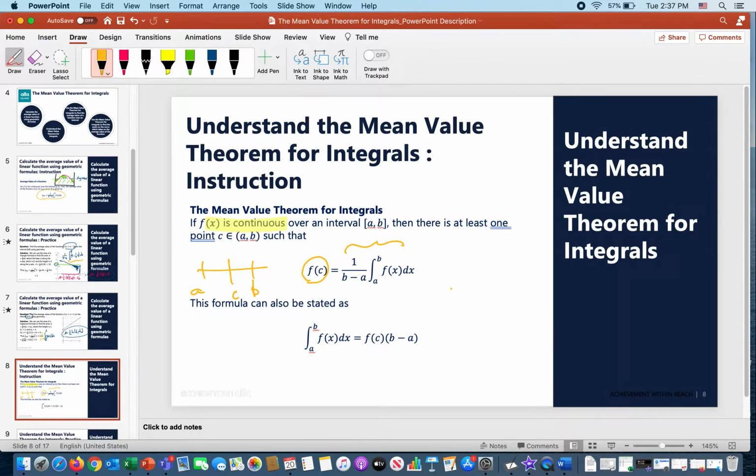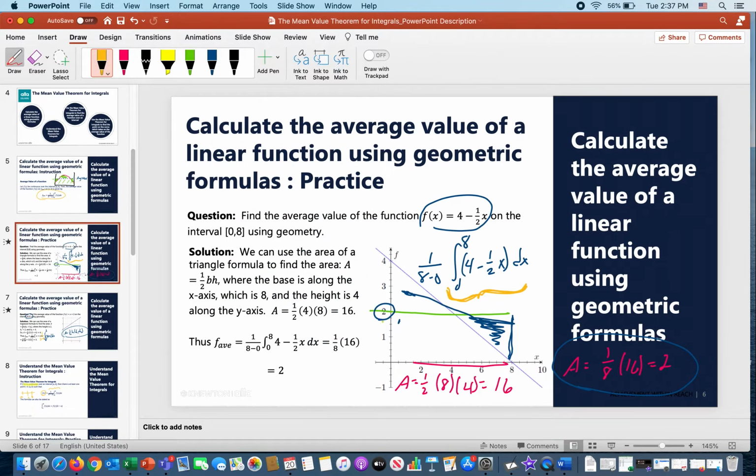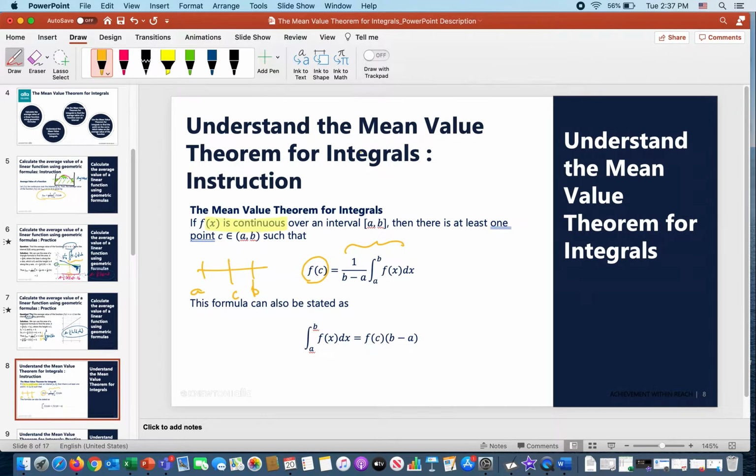So what we want to be able to do is, let's go back to this one here. We said the average value was 2. Well, I want to find out where is the X value where that height occurs? In this case, it looks like it's going to be somewhere around 4. So the mean value theorem is going to help me find out what the X value is that gives me that average value. So there's two things going on here. One is I'm going to use this thing to find the average value. The mean value theorem is going to help me identify where that height occurs. In other words, what is the X value where that height occurs?